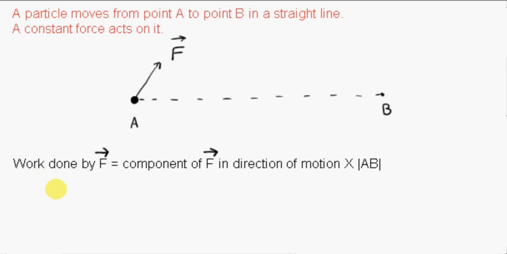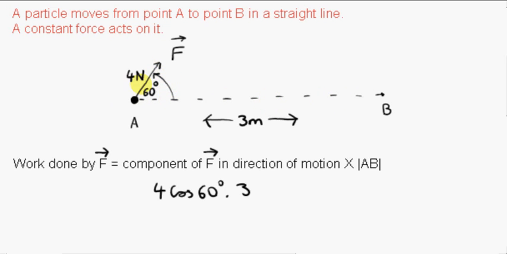Okay, so let's see how to get the work done by this vector F. We want the component of vector F in the direction of AB, that's the direction of motion, and we want to multiply that component by the distance travelled by the particle from A to B. Now, let's suppose that F has magnitude 4 newtons and that it makes an angle of 60 degrees with the direction of motion of the particle. So we measure our angle anti-clockwise from the direction of motion. To get the component in the direction of AB, we have to multiply 4 times cos 60 degrees. And we must multiply that component by the distance between A and B, which is 3 meters.